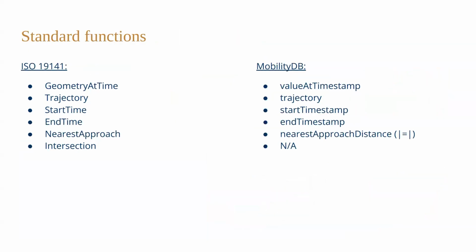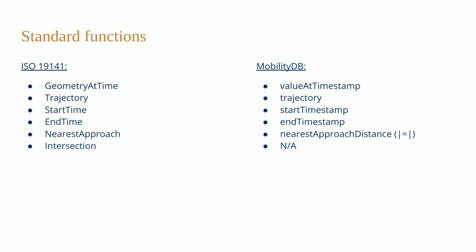And coming back to the standard, just as for the temporal trajectory, the rigid temporal geometry class asks for a set of functions to be implemented as well. You see them here on the left, and we implemented all of these functions in MobilityDB as well. For example, geometry at time is the equivalent to the value at timestamp function in MobilityDB.